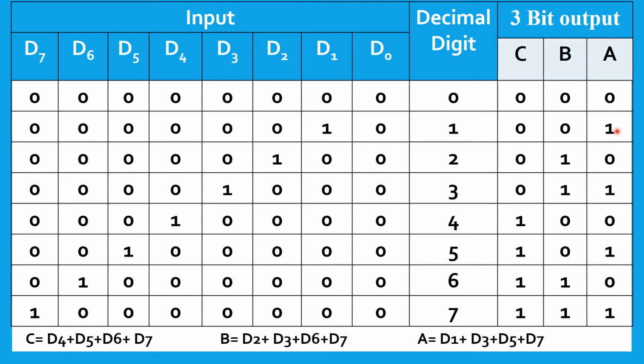Then the A output is high when D1 is high or D3 is high or D5 is high or D7 is high. So the Boolean expression for A is D1 or D3 or D5 or D7.